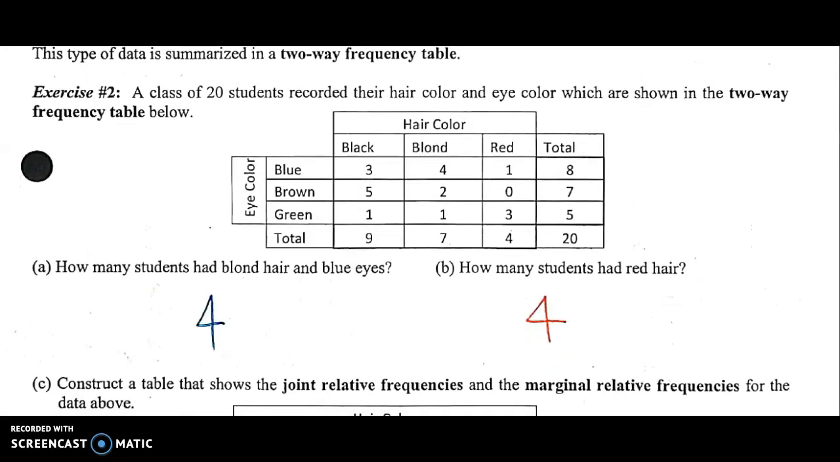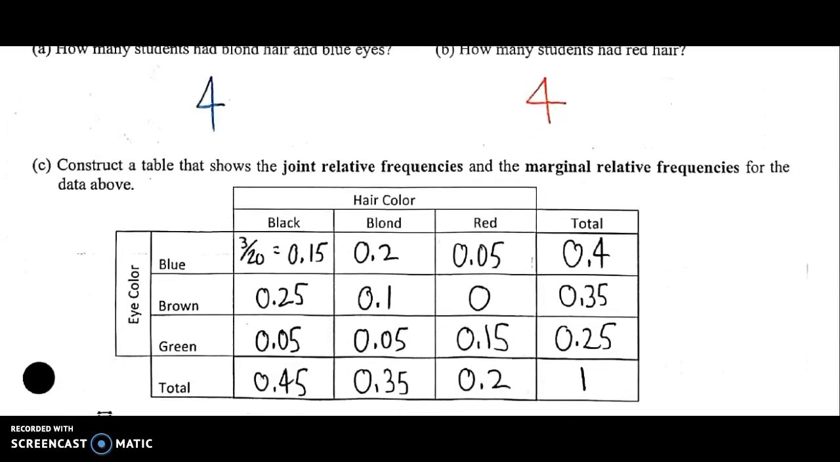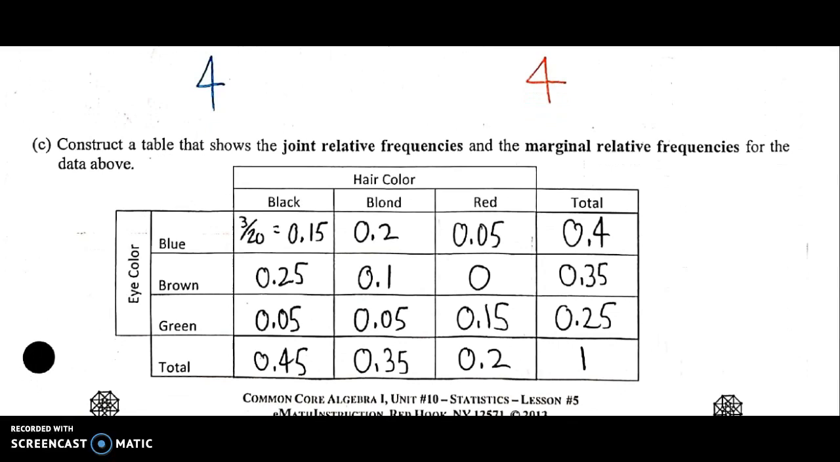So now we're going to construct a table that shows what we call joint relative frequencies and marginal relative frequencies from that data that we had from the first table. To do this, all we're going to do is basically find percentages, or you can think of it as a decimal as well, or a fraction even works.